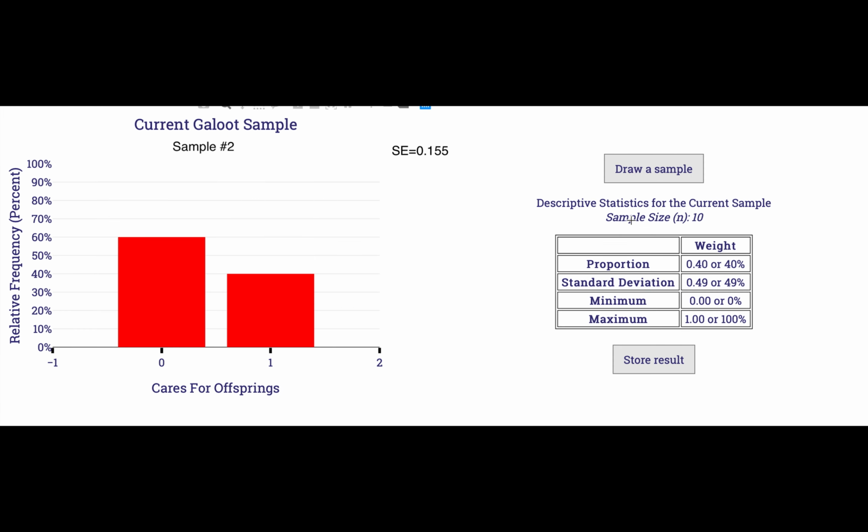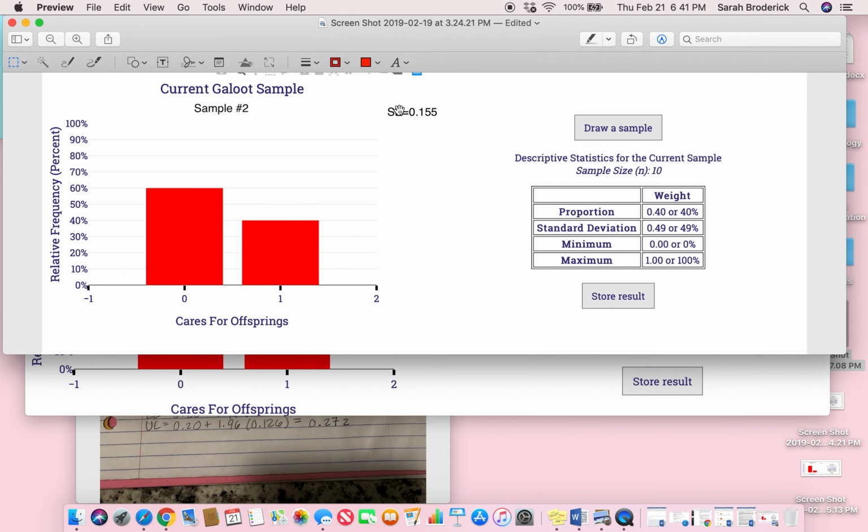Again, the sample size is 10, and for this one, the proportion was 0.40 or 40%. Interpreting the bar graph, you can see that 60% said no to caring for offspring, and 40%, which is our proportion, do care for offspring. The proportion is the statistic that we are interested in for this discussion, and it can be used as an estimate of the proportion of galoots on the whole planet caring for offspring. My standard error for this one is 0.155.